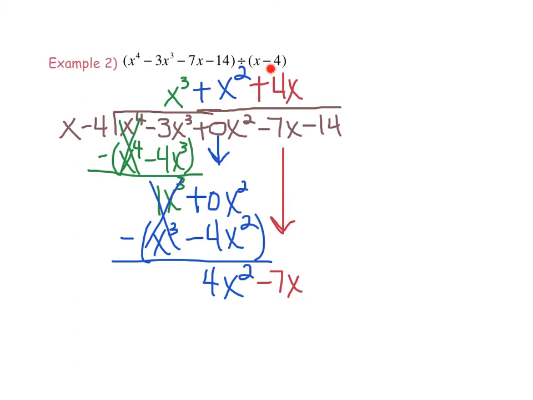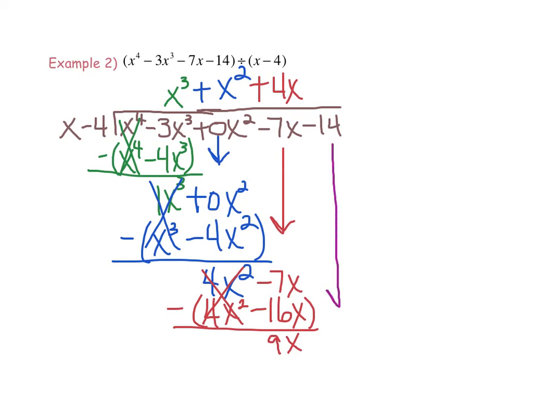So over the negative 7x, I'm going to write plus 4x. Next, we will distribute the 4x to each term in the divisor. And so I have 4x times x is 4x squared. And 4x times negative 4 is negative 16x. Now I'm ready to subtract. So 4x squared minus 4x squared is 0, so that cancels out. And negative 7x minus negative 16x is 9x.